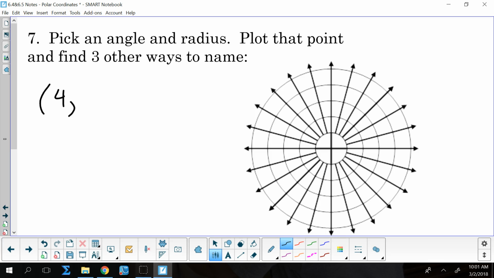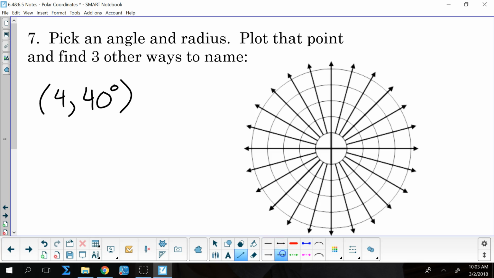I don't want something on a ray. So, like, can we go with, like, 37.5? Okay, let's do it. All right, let's make it even easier. Let's go 40 degrees. So that is the point in polar coordinates that I would like you to plot, and I would like you to rename in 3 different ways.